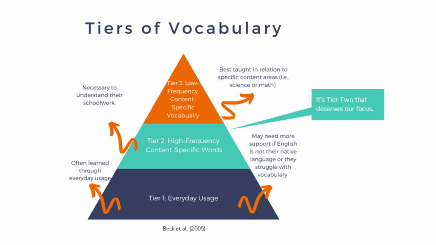But it's Tier 2 that deserves our focus. These are high-utility words, words like contradict or circumstances, that students may encounter across a wide range of contexts, but are less likely to learn on their own. This categorization of vocabulary is based on the fact that not all terms in the English language should receive equal consideration from an instructional perspective, since a large proportion of terms are not very frequently encountered in typical reading.